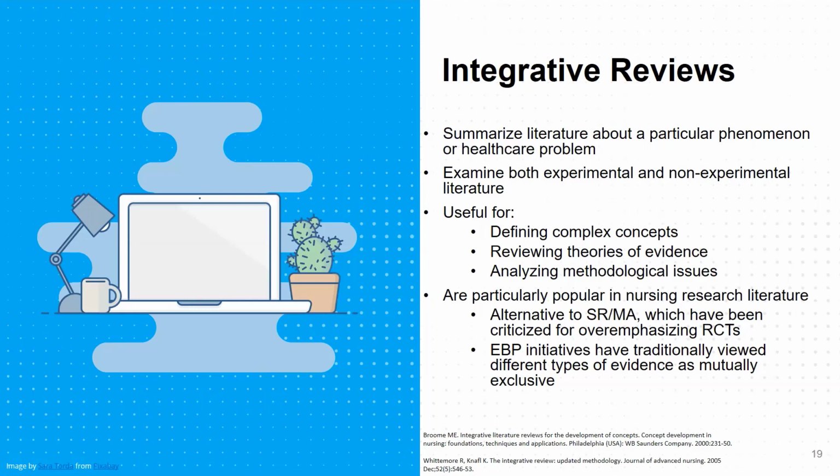They're an alternative to a systematic review or meta-analysis, which have been criticized for overemphasizing randomized controlled trials. I've mentioned randomized controlled trials a lot when talking about systematic reviews. So you can see that's usually where systematic reviews go, although they don't always have to. And evidence-based practice initiatives have traditionally viewed different types of evidence, such as qualitative or quantitative evidence, as mutually exclusive. Integrative reviews are basically saying, maybe they don't have to be mutually exclusive. We're going to look at lots of different kinds of literature.